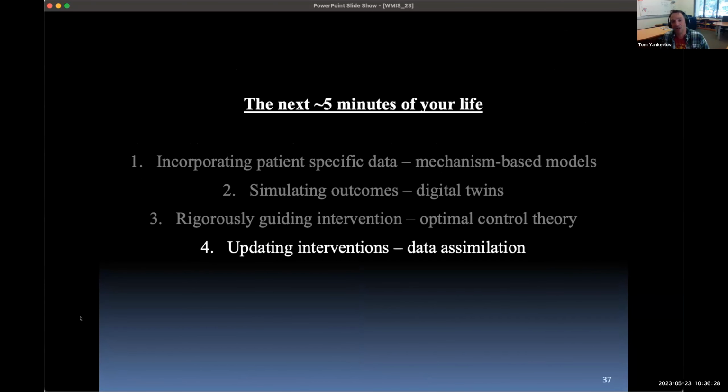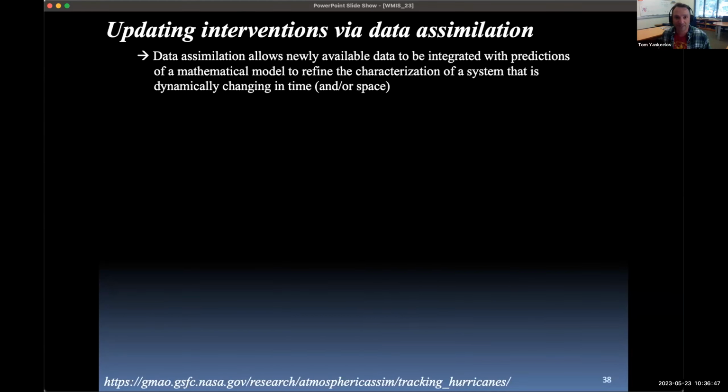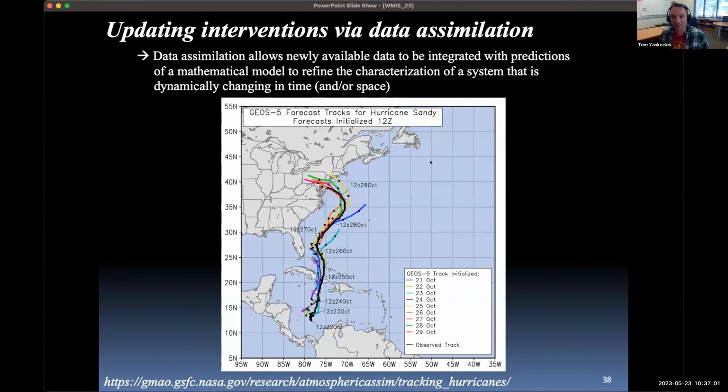And then the last bit here, we're almost done, is to try to update our interventions using data assimilation, right? Because patients don't just get one therapy and then it's over with, right? There's multiple therapies, multiple treatment time points, and you're going to want to update your predictions. And so fortunately, again, the weather modeling people developed methods to do this. So again, super fast intro to data assimilation. It allows newly available data to be integrated with predictions of a mathematical model to refine the characterization of a system that is dynamically changing in space or time. And there's lots of ways to do this.